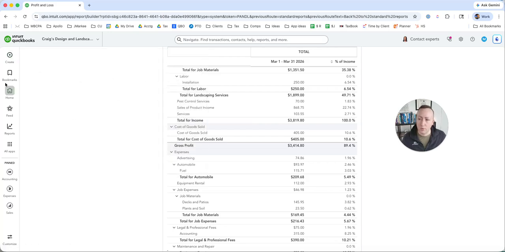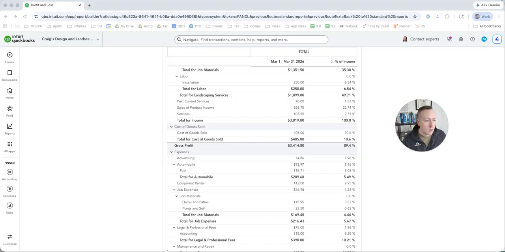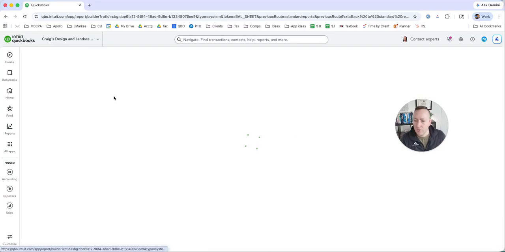So those are some important terminology in QuickBooks Online. Let's move on to the balance sheet. So I will come back over here and go to reports, and we'll go to the balance sheet.